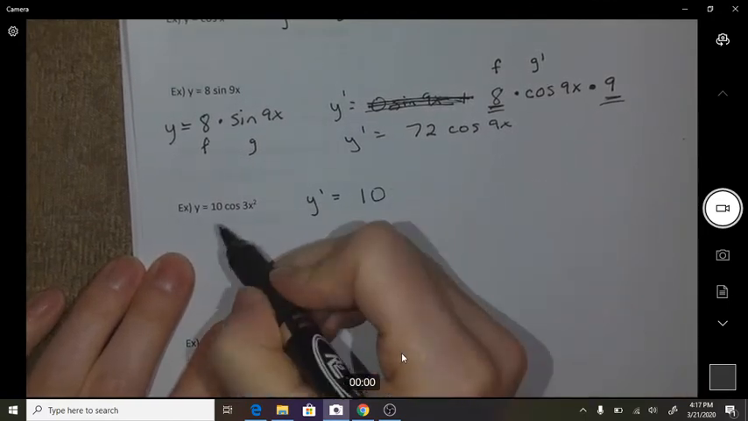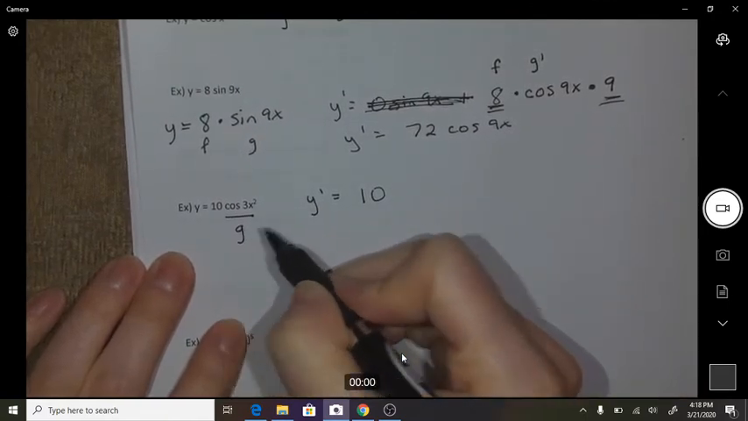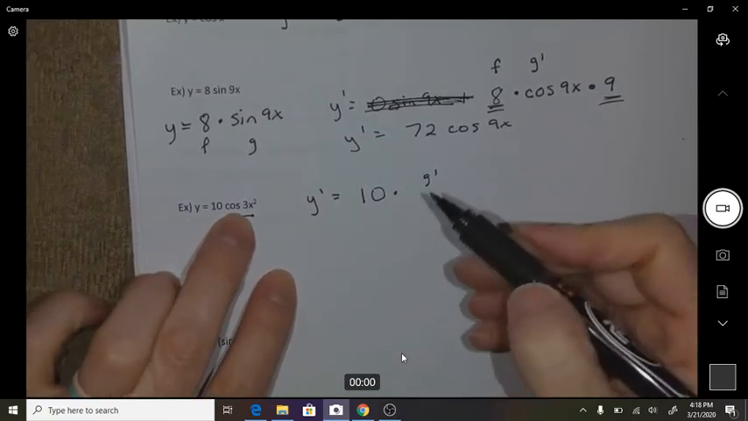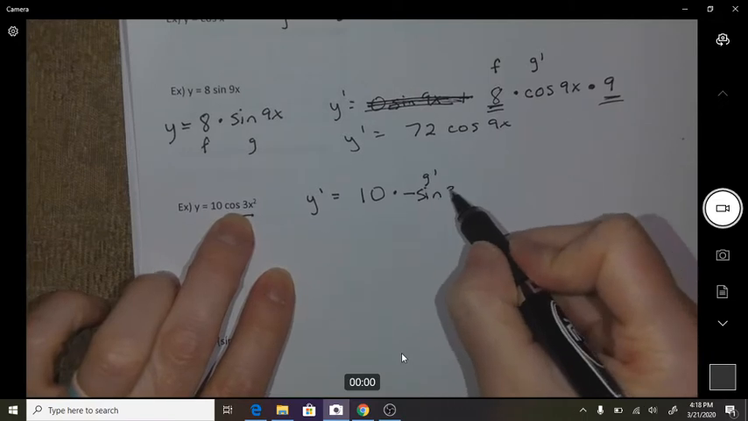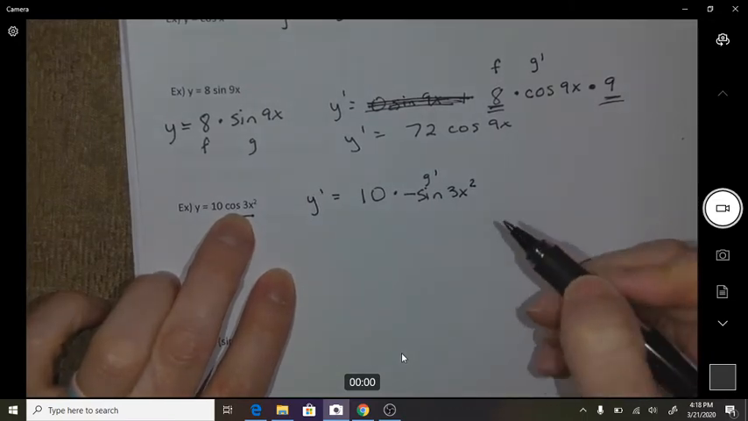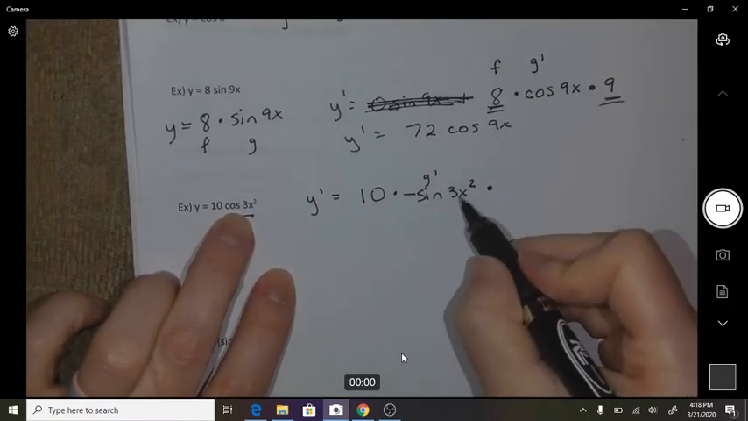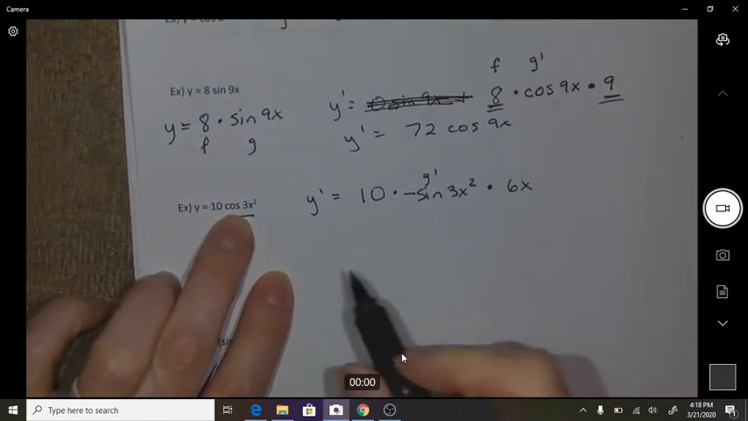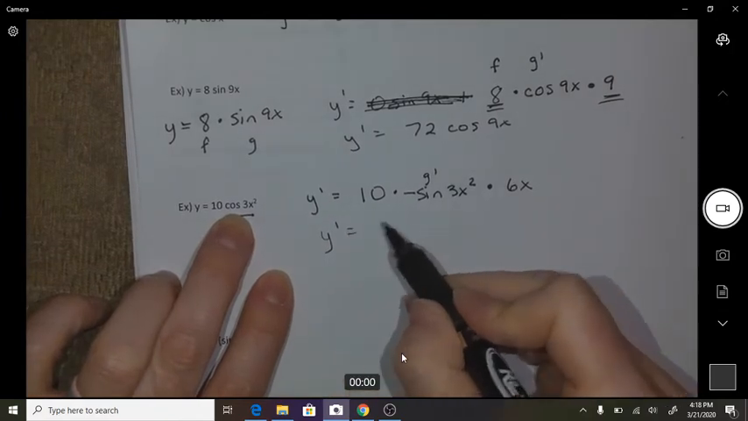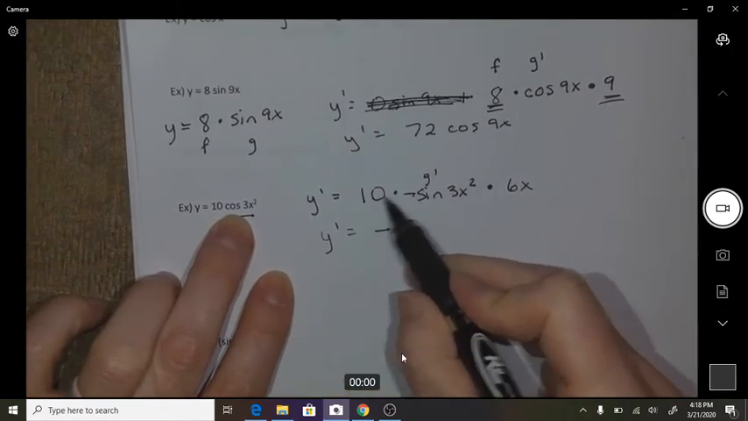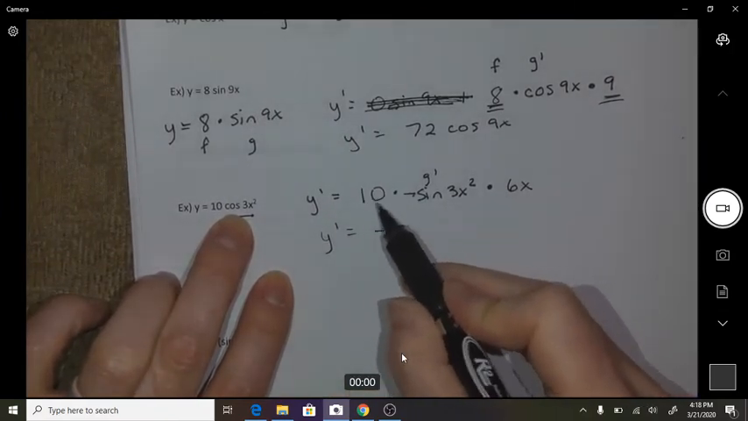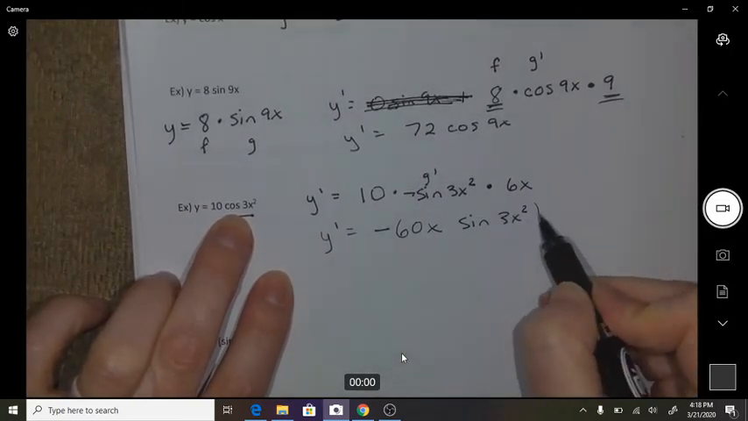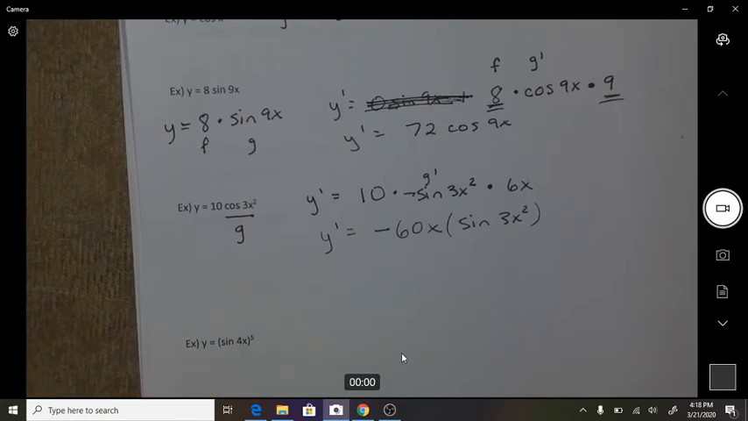So keep this, derive this. So the derivative of this is negative sine 3x squared times the derivative of this, which is 6x. Okay, and again, I'm okay leaving it, but I will put this, this, and this together. So negative 60x sine 3x squared.